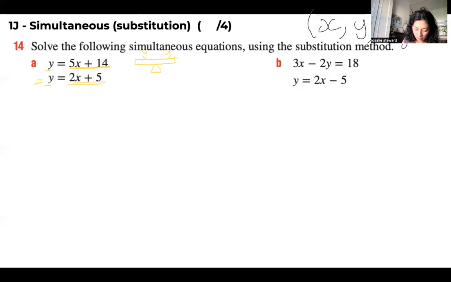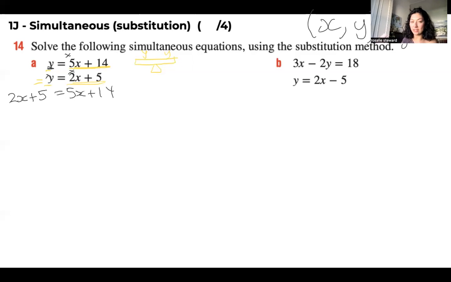So that means whenever I see this y here, I can replace it with any one of these other phrases, the 5x phrase, the other y phrase, or the 2x phrase. Just so I've got something to work with, I'm going to replace it with the 2x phrase. So 2x + 5 equals 5x + 14.